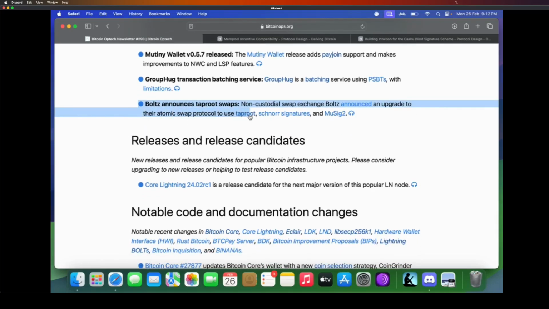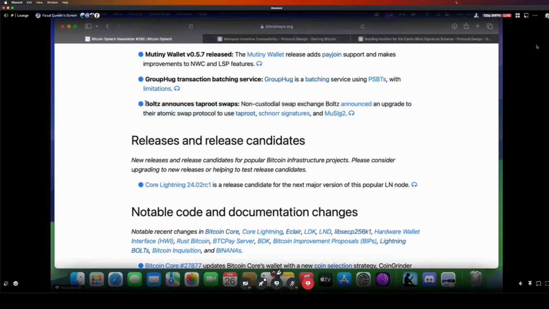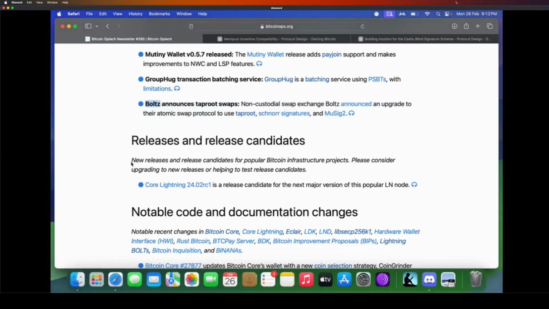Boltz announces Taproot swaps, non-custodial swap exchange. Boltz announced an upgrade to their atomic swap protocol to use Taproot swap signatures. For those of you who don't know what Boltz is, it's basically an entity that allows you to make swaps between Bitcoin and Lightning and Liquid. So you can swap your Bitcoin for Liquid, and you can swap your Liquid for Lightning. You can swap your Lightning for Liquid and Lightning for Bitcoin. It allows you to swap between all three of these networks, all right?